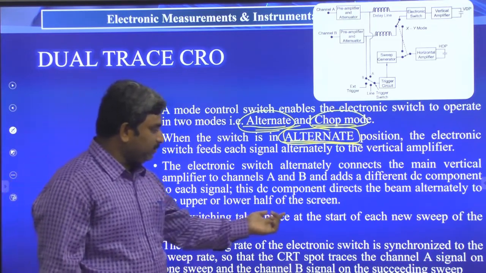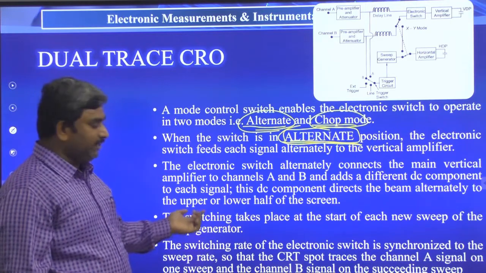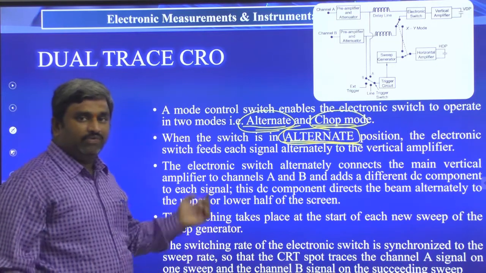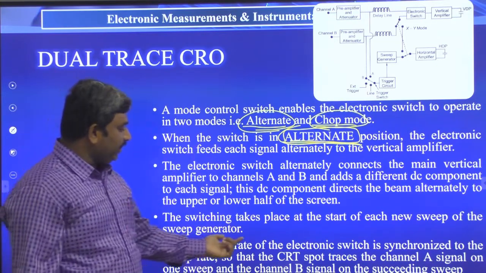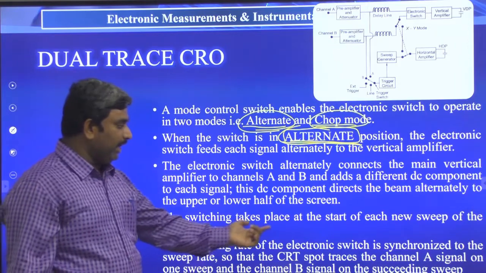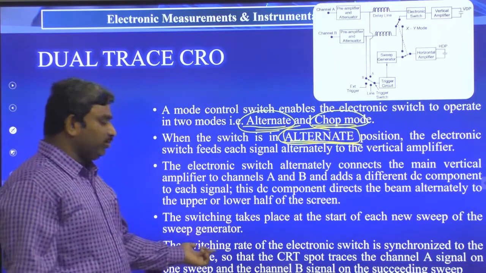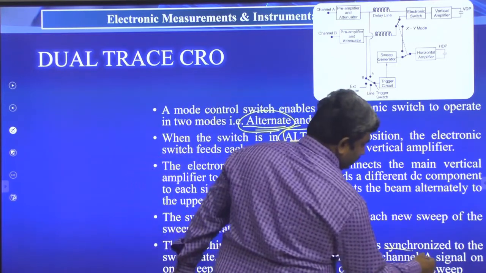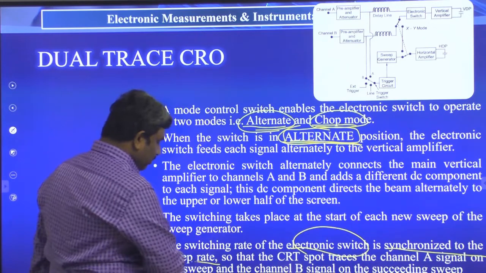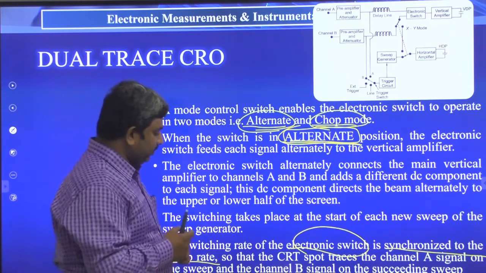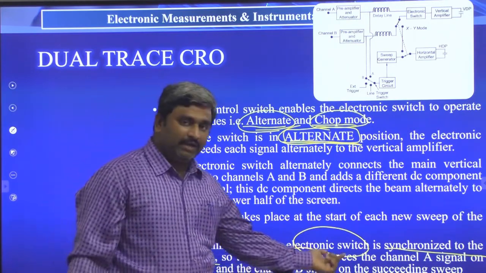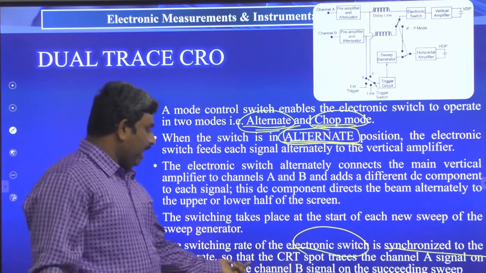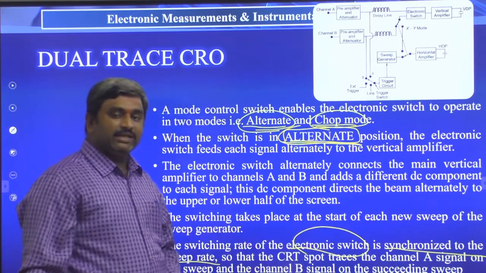The switching takes place at the start of each new sweep of the sweep generator. That we will see graphically clearly. The switching rate of the electronic switch is synchronized to the sweep rate. This is very important. It is synchronized with the sweep rate, so that the CRT spot traces the channel A signal on one sweep and the channel B signal on the succeeding sweep.